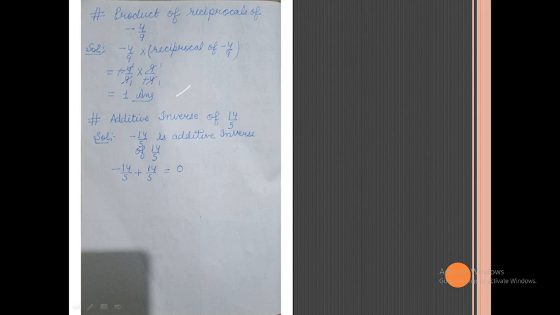How to calculate the additive inverse of 14 by 5? Minus 14 by 5 is the additive inverse of 14 by 5. Only change the sign, and when we change the sign, then after addition of these two numbers we get 0, and this is the additive inverse of any number.